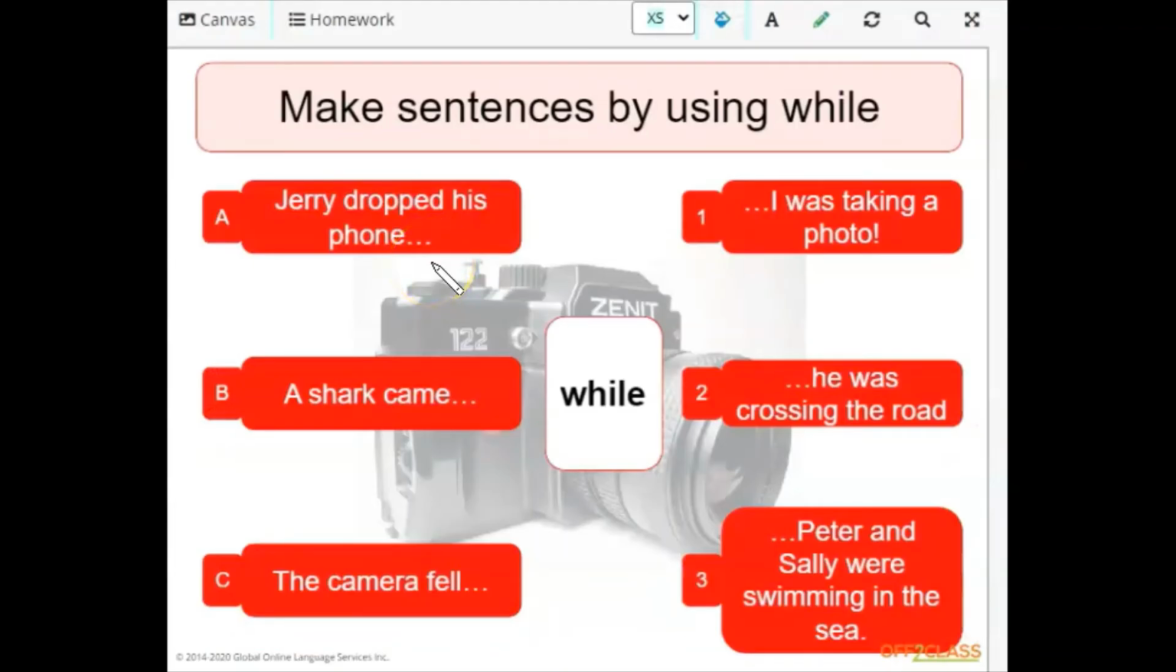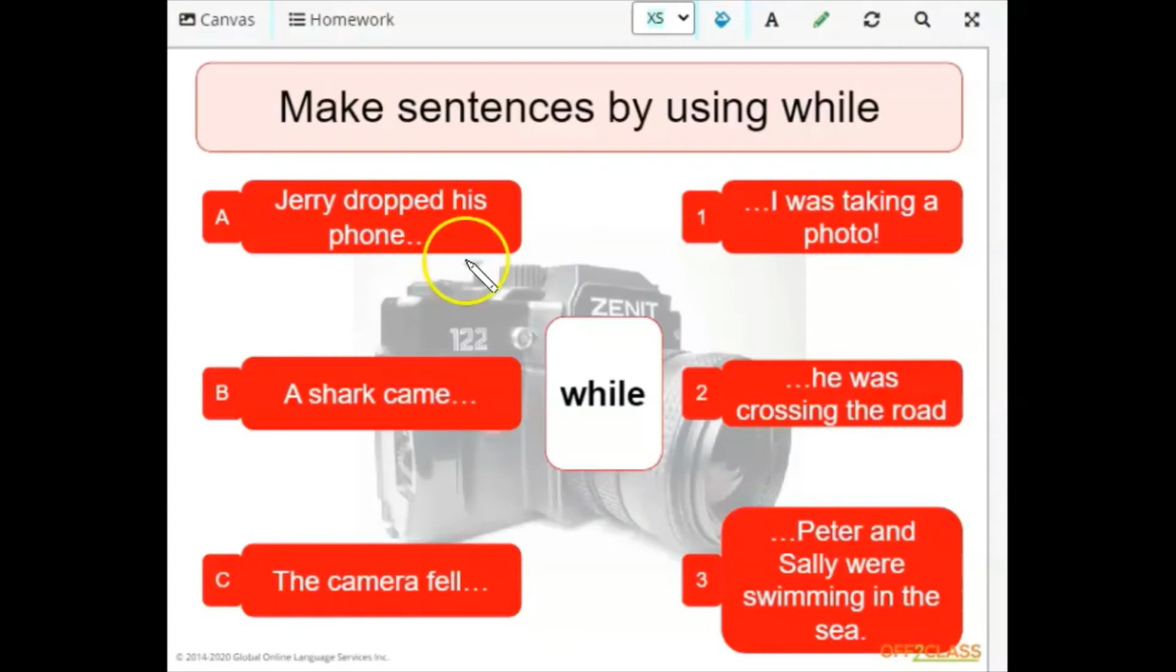Okay, so now take 1 minute to make some sentences using while. Match A to C with 1 to 3, and we'll check together. Okay, pause your videos and do that exercise.